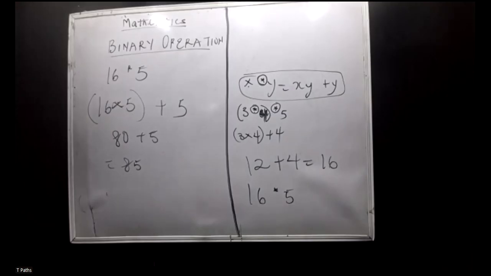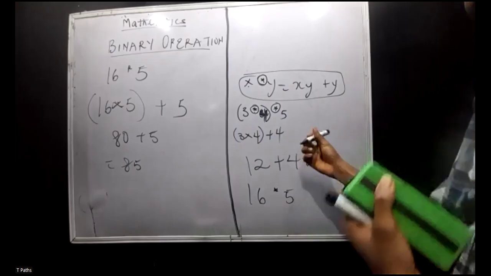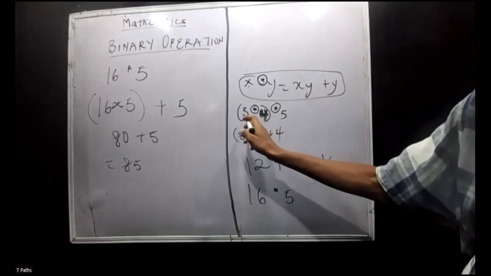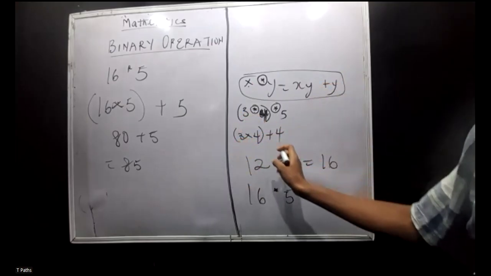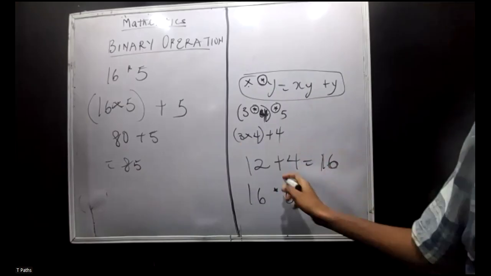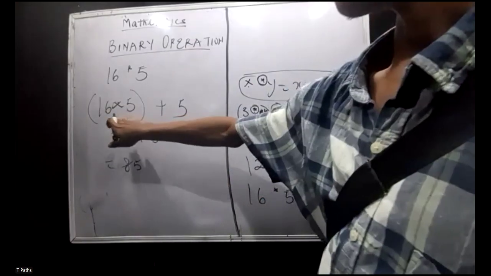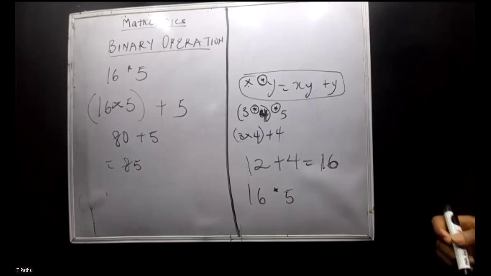Okay, there is no correct option in the question, so the answer should be 85. Let's go over it again, maybe we made a mistake somewhere. 3 operation 4 is xy plus y. What is the value of x? X is 3 multiplied by y, which is 4. 3 times 4 is 12 plus 4, 16. So this gives me the first value as 16. Now moving on to 16 operation 5: 16 times 5, 80 plus 5, 85. So the correct answer is 85.